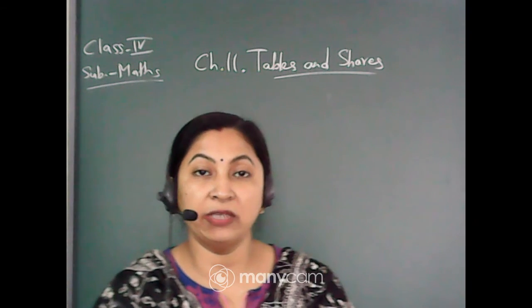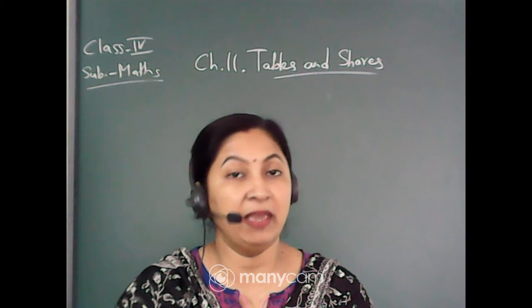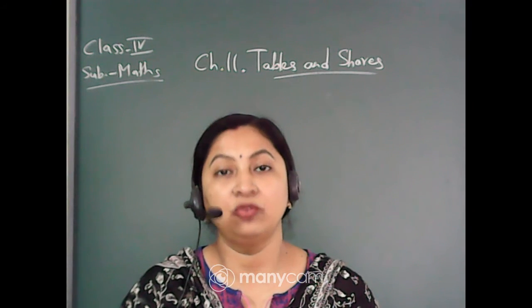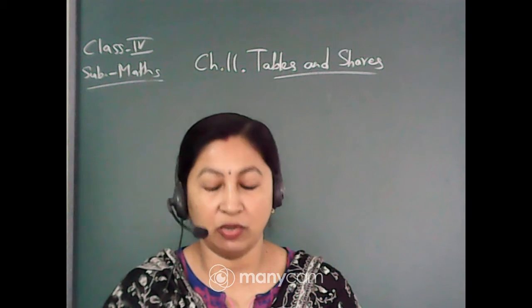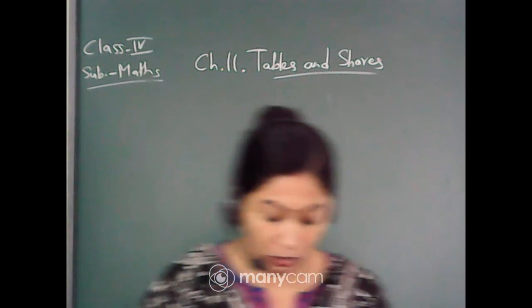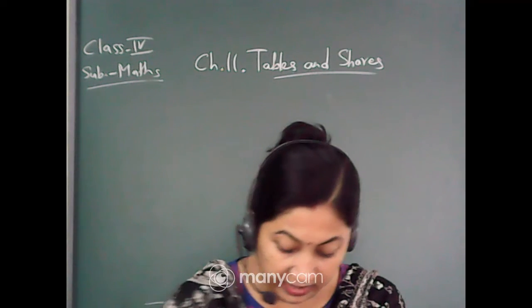Since she knows up to table of 5 only, so she is saying that I can make the table of 7 with the help of table of 4 and 3. Sorry, 5 and 2. I'm sorry. She is saying that I can make it with the help of 5 and 2. Okay. So turn the page, page number 122.